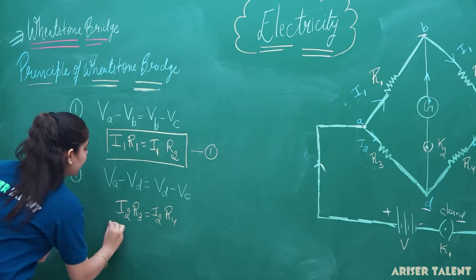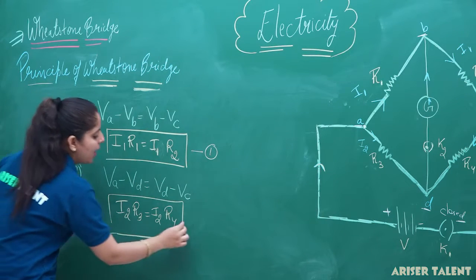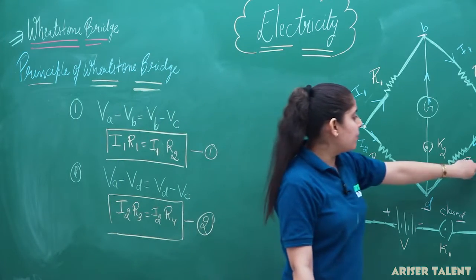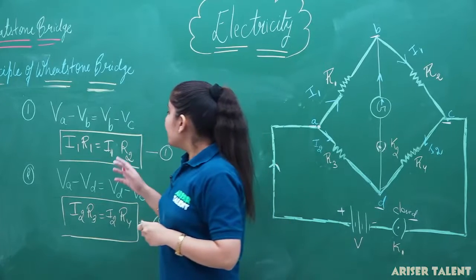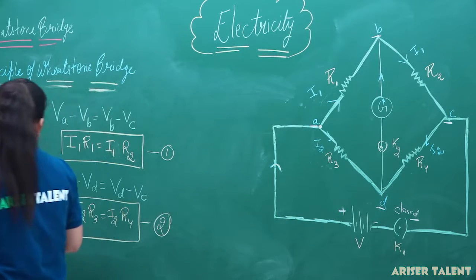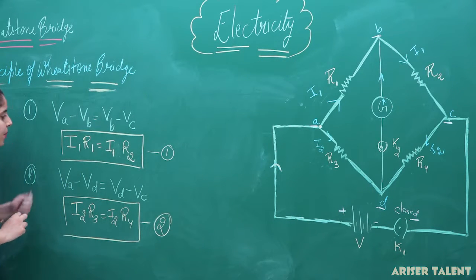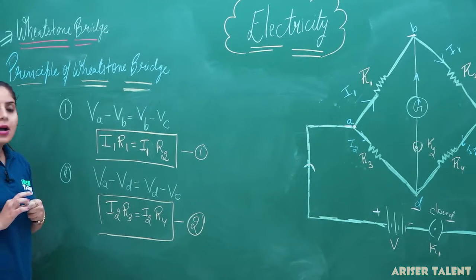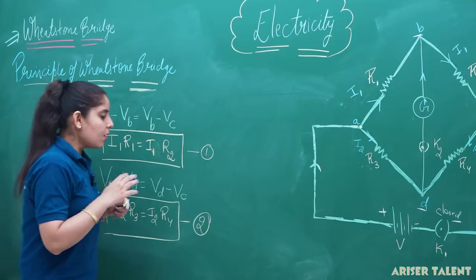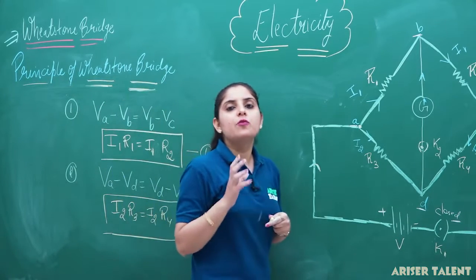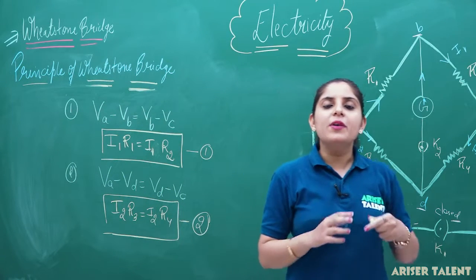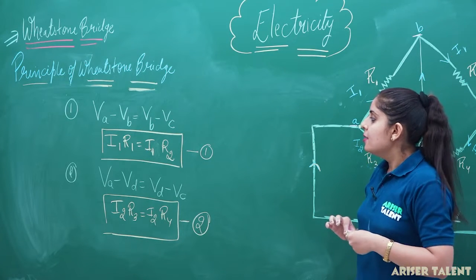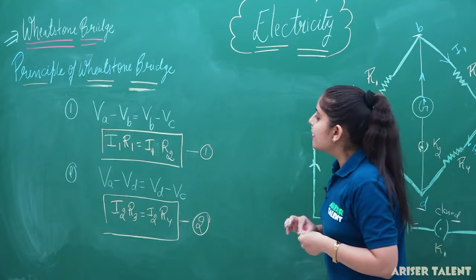So, this is the second condition I am getting from the lower half part of the bridge, that is I2 R3 will be equal to I2 R4. So, you can see that here we are getting the two equations from this formula: I1 R1 equal to I2 R2 and I2 R3 will be equal to I2 R4. Now, we have to derive the expression for the resistances here, because what we have to do, we have to just calculate the value of the unknown resistance here. So, let's do the further calculation here.